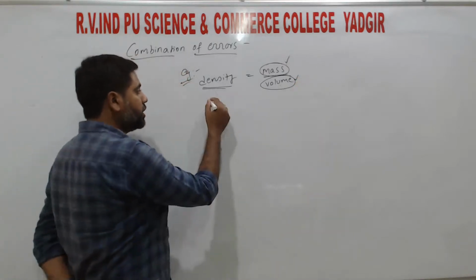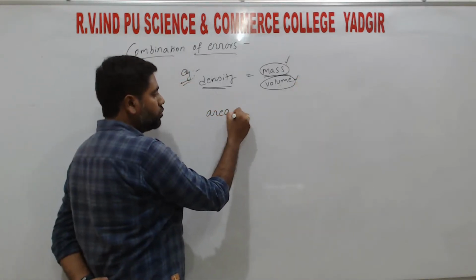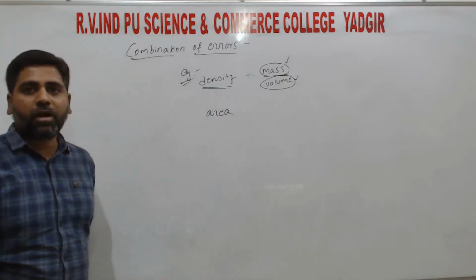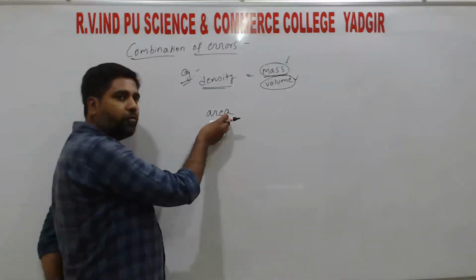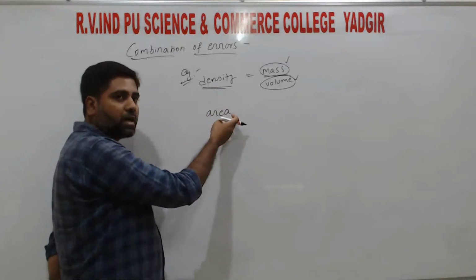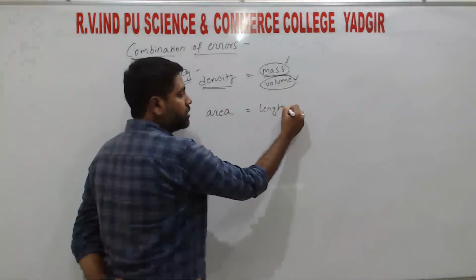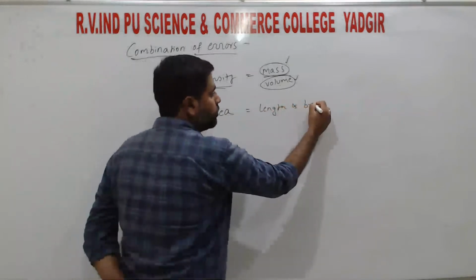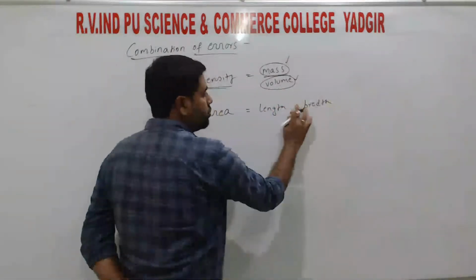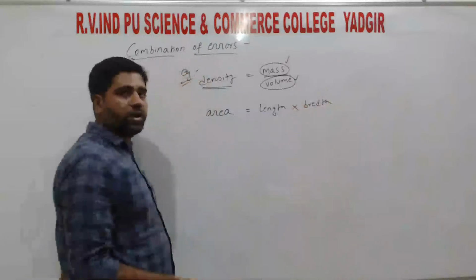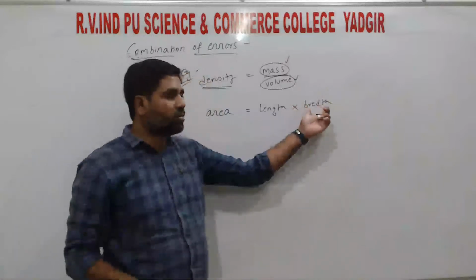So say we can take area. Area is a physical quantity. Here we are measuring the value of area. So here error is occurring. So that is due to length and breadth. So that is length into breadth. Length is a physical quantity. Again, breadth is a physical quantity.